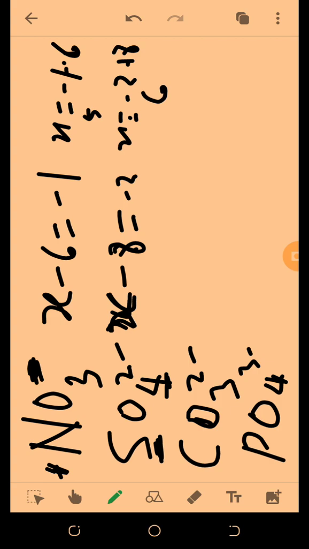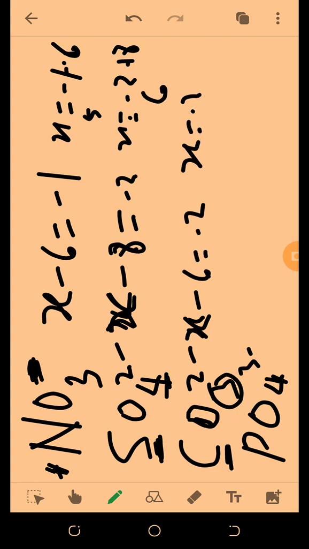Tetraoxosulfate 6. And for this, we have to calculate for carbon. That will be X. And we have 3 oxygens, and each oxygen is -2. That will be -6 equals -2. That will be X equals -2 plus 6. That will be 4.